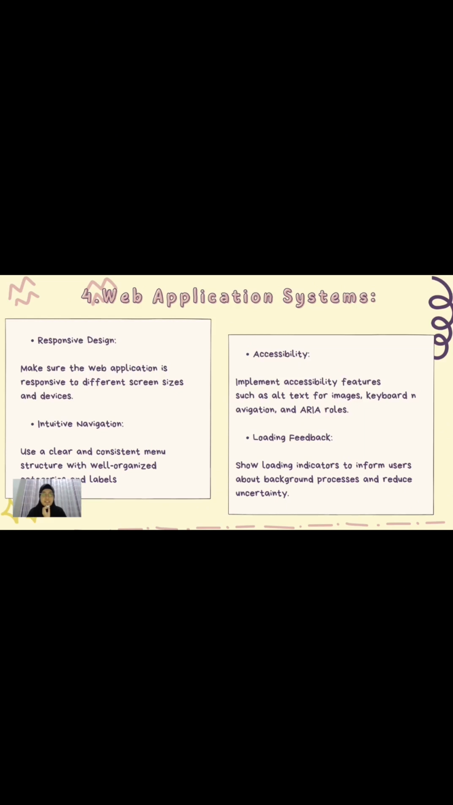Fourth, web application systems. Responsive design. Make sure the web application is responsive to different screen sizes and devices. Intuitive navigation. Use a clear and consistent menu structure with well-organized categories and labels. Accessibility. Implement accessibility features such as alt text for images, keyboard navigation, and ARIA roles. Loading feedback. Show loading indicators to inform users about background processes and reduce uncertainty.